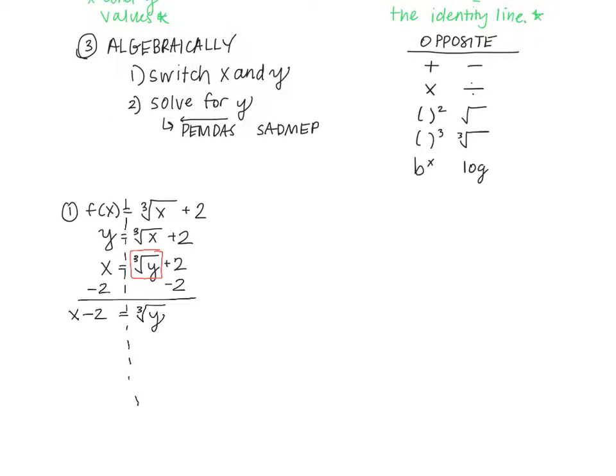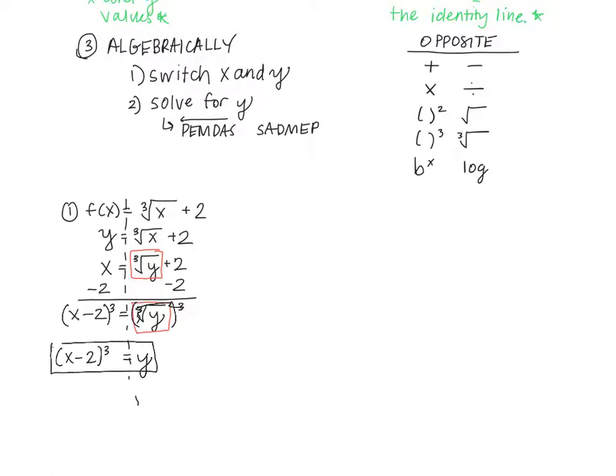I now see that my cube root of y, my group, is alone on one side of the equal sign, so I'm ready to undo it. And I recall from my list of opposites that I undo a cube root with a cube. So let's do that. I will cube both sides. And on my right side, the cube and the cube root cancel out, and I am left with y. And on the left side, I have x minus 2 cubed.